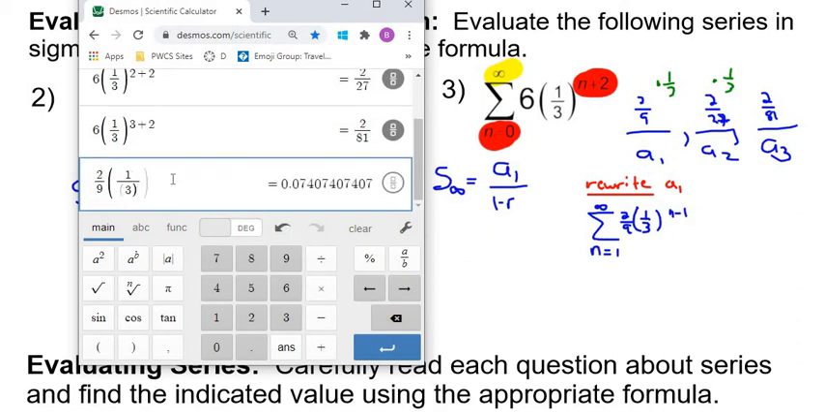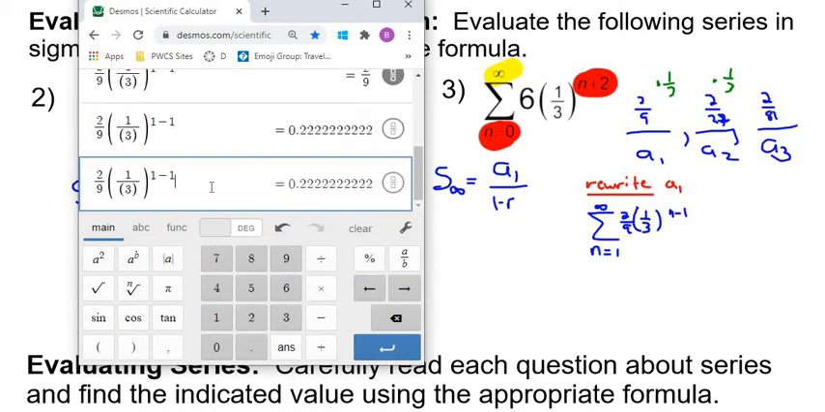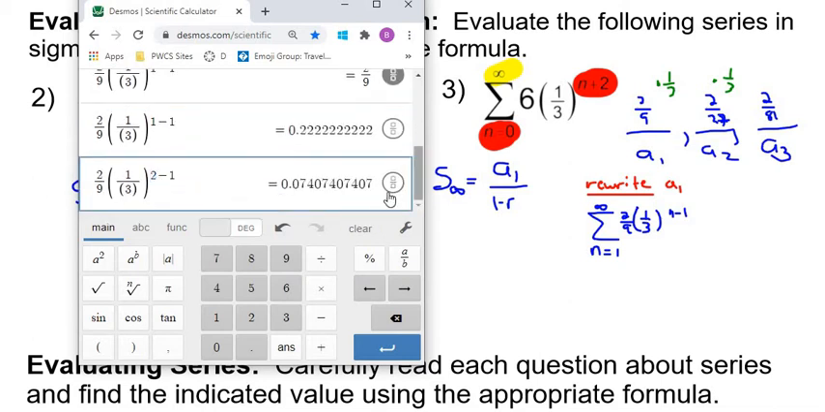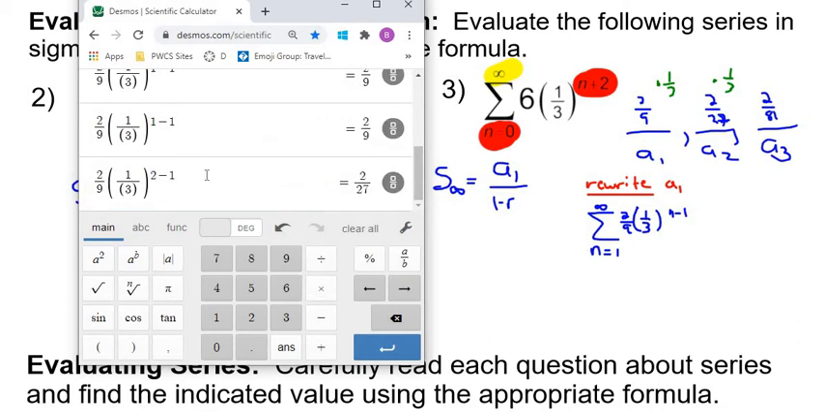and then raise that to the n minus 1. So if I want to do 1 there, I'd have 1 minus 1, right? So 1 minus 1, making that an exponent. And look, I get 2/9 again. And I can just iterate it 2 more times for you. Term 2 would be 2/27.